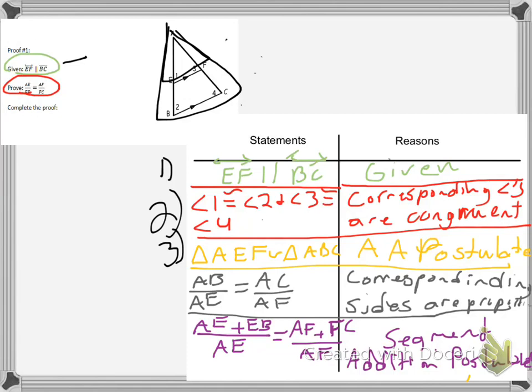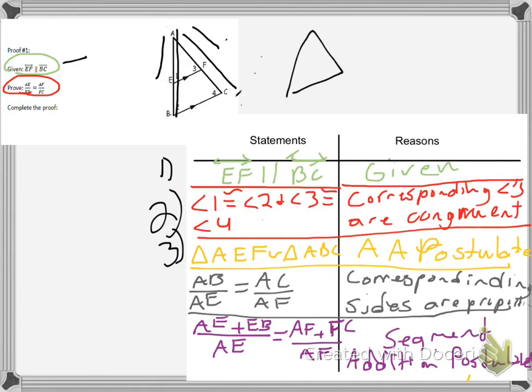So I know now that AB here over AE equals AC over AF. And I know that because corresponding sides are proportional, because those are our two triangles.